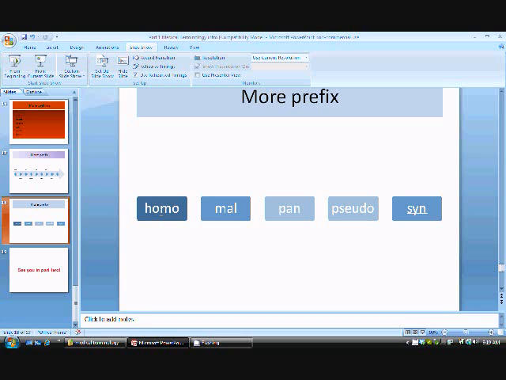What else? We have syn, as in symbiotic. Union, together. And did I say what homo was already? Same, as in the same. If you get something homografted, that means a transplant from the same species. Homograft, same transplant.